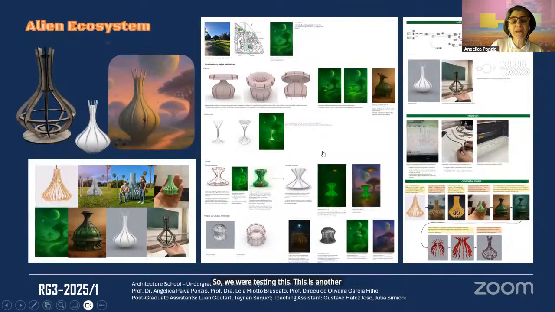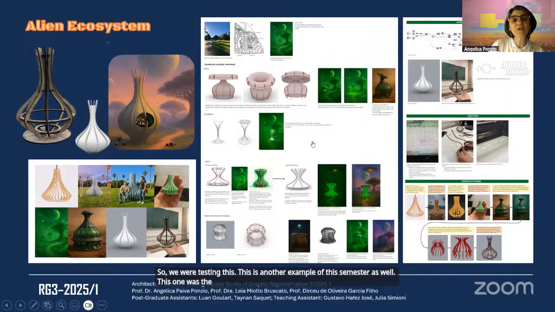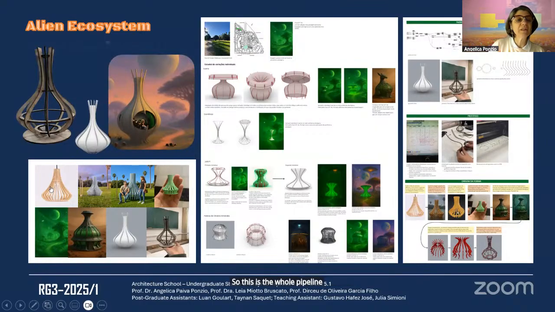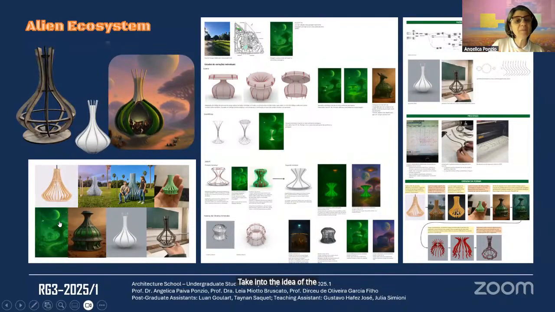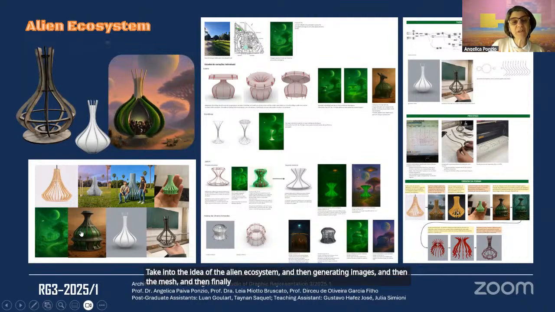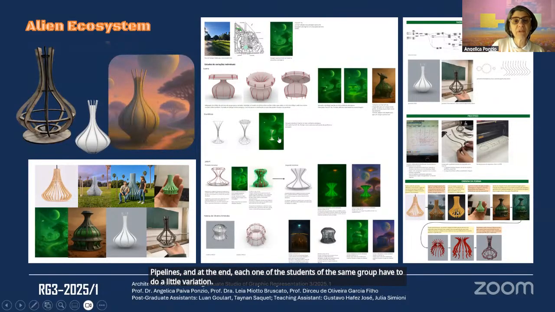This is another example of this semester as well. This one was the alien ecosystem. Also, they have like an alien invasion for their pavilion in the park. So this is the whole pipeline for the earlier exercise with lamps, and then transposing it as an object in the park, and then printing it, and then taking it to the idea of the alien ecosystem, and then generating images, and then the mesh, and then finally doing the structure and working with Grasshopper and the laser printer. So this is the whole pipeline, and at the end, each one of the students of the same group has to do a little variation of their work.